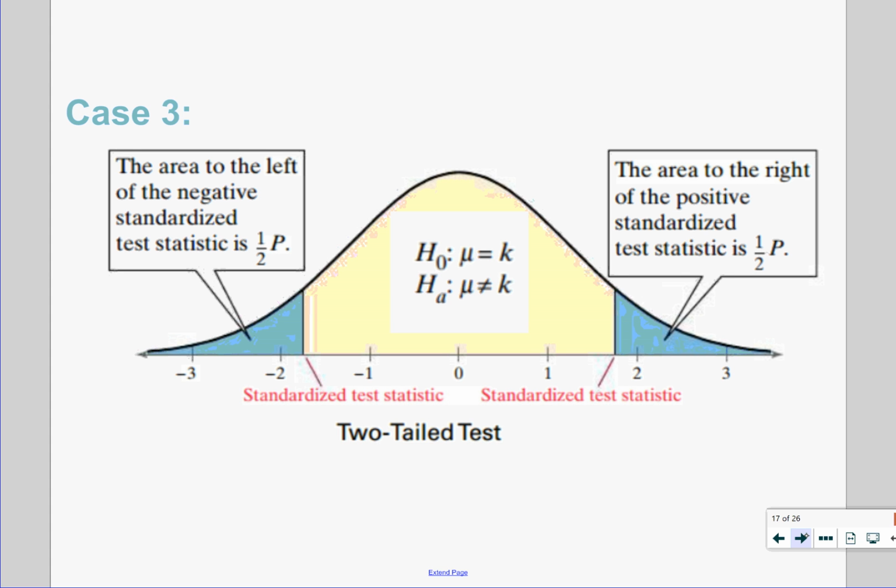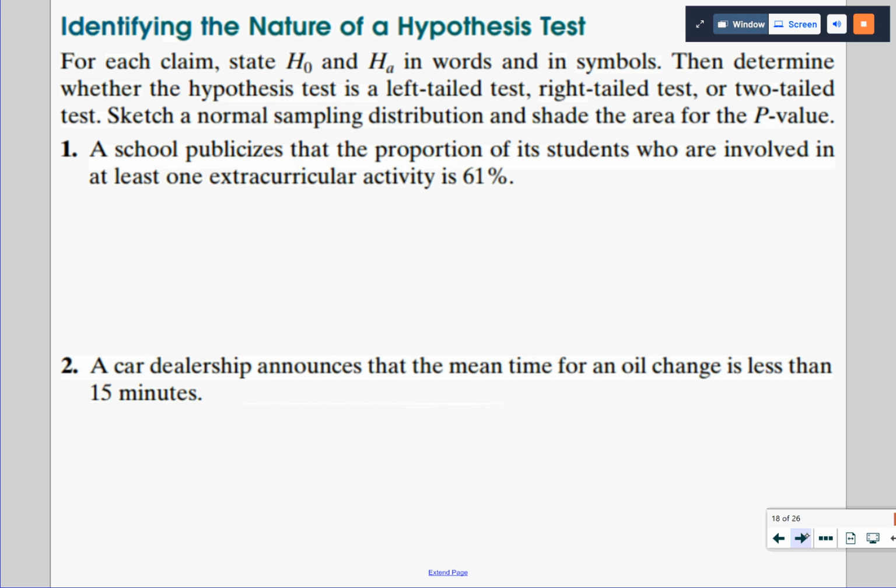Okay. So what we're going to do on the last slide or 2 on your paper, says for each claim, we're going to state the null hypothesis and the alternative hypothesis in words. We'll do it in words. We'll write it in symbols. Then determine whether the hypothesis test is left-tailed, right-tailed, or two-tailed, and then we'll just sketch a little picture. Again, not a whole lot of math is going to be happening here. We'll start throwing all that in a little bit later on.